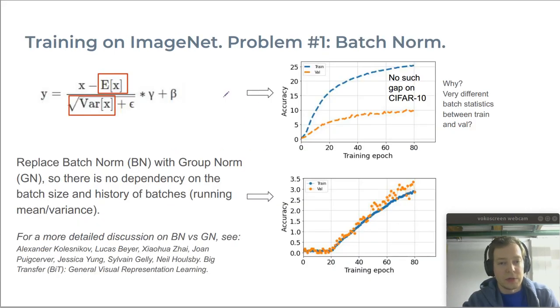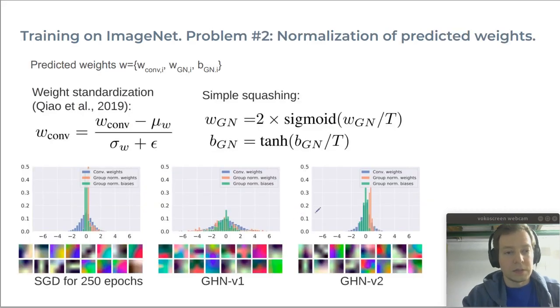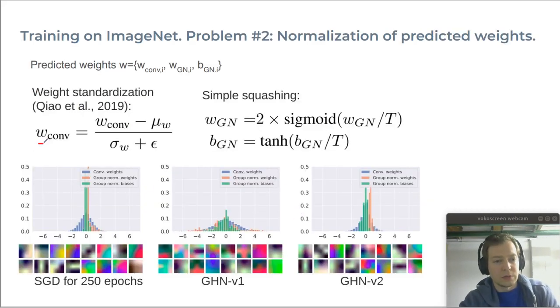And when we started to train graph hypernetworks on ImageNet, we faced several problems. One of them is related to batch norm. We found that there is a huge generalization gap when we use batch norm, and we tried to address this problem. We used group norm, and it allowed us to shrink the generalization gap, but the performance was still very low.